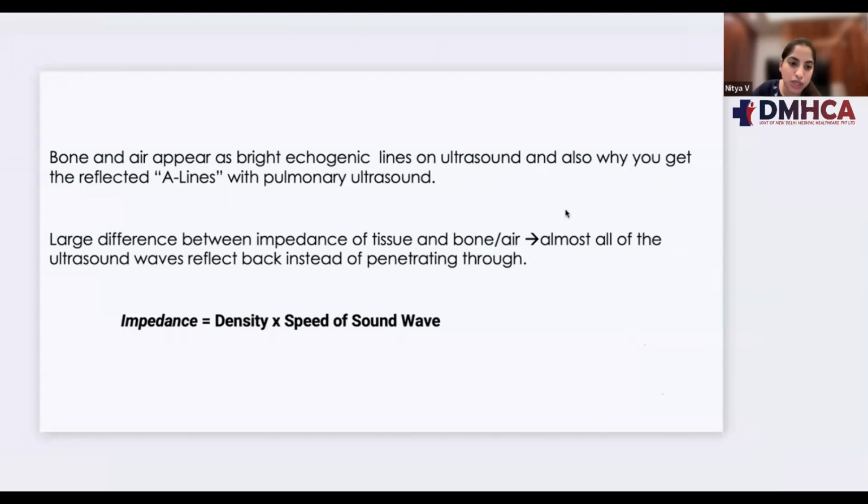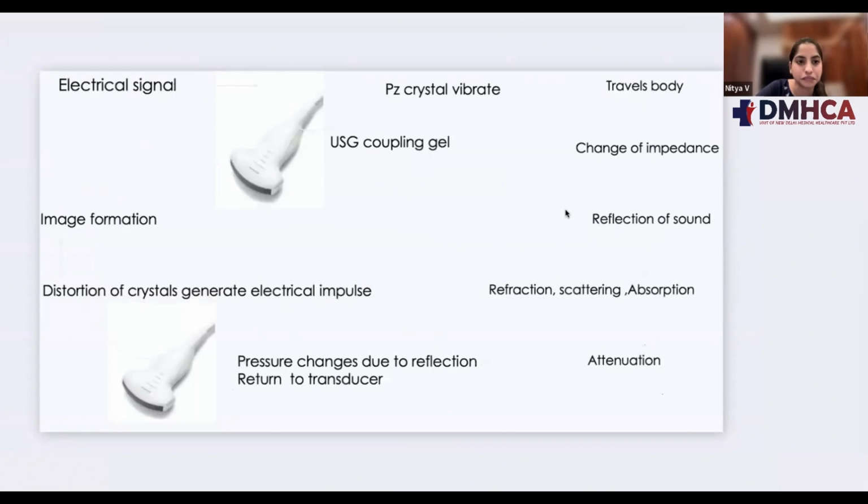There is also a very good formula: impedance is density times the speed of sound. So the impedance is decided by the density of a material and the speed of the sound wave. This is the basic flow chart by which we can understand how the image is formed.